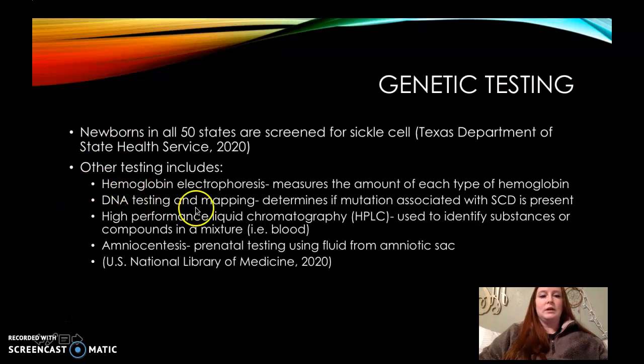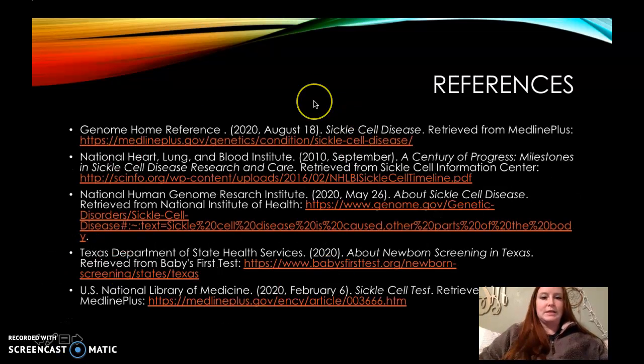High performance liquid chromatography is basically used to identify substances or compounds in a mixture, for example, blood. And then finally, one other way is through amniocentesis. This is something that they might recommend if a pregnant woman is a carrier for the disease. That way they can test the amniotic fluid and see if that child is going to be either a carrier or affected with the disease. And then finally, here are my references, and that's it.